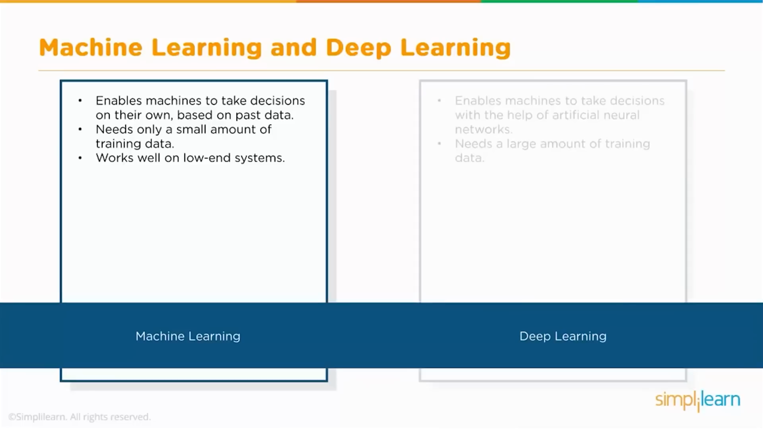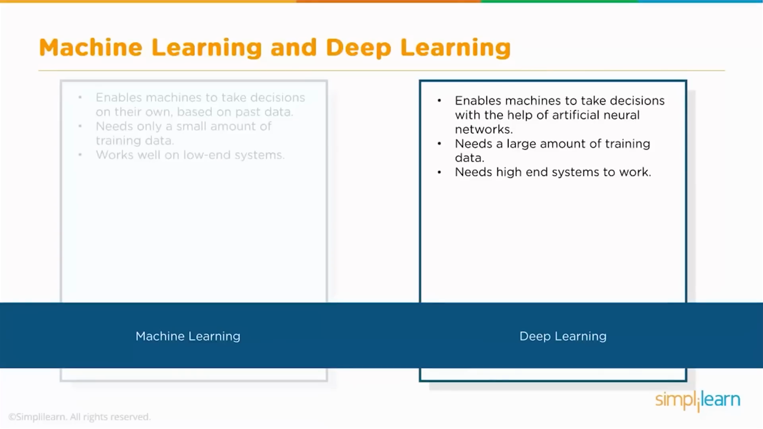Machine learning works well on low-end systems. So a lot of the machine learning tools out there you can run on your laptop with no problem and do the calculations there. Where with deep learning, you usually need a higher end system to work. It takes a lot more processing power to build those neural networks and to train them. It goes through a lot of data.